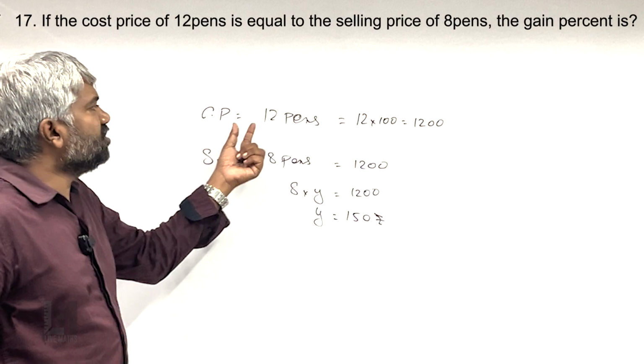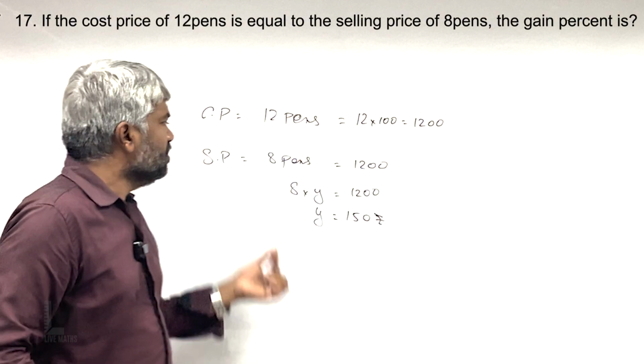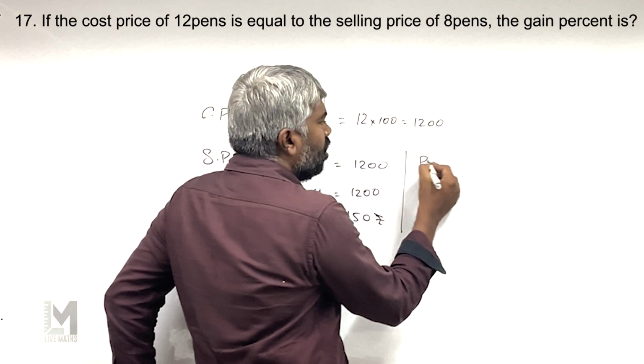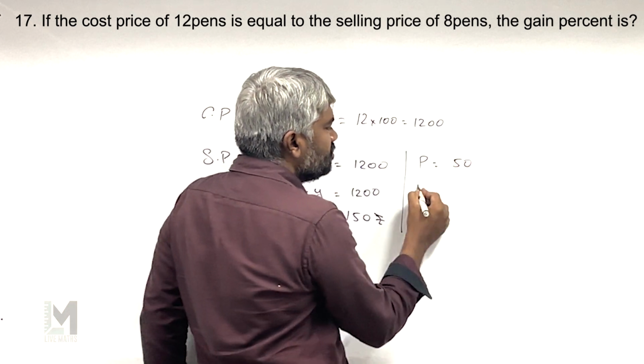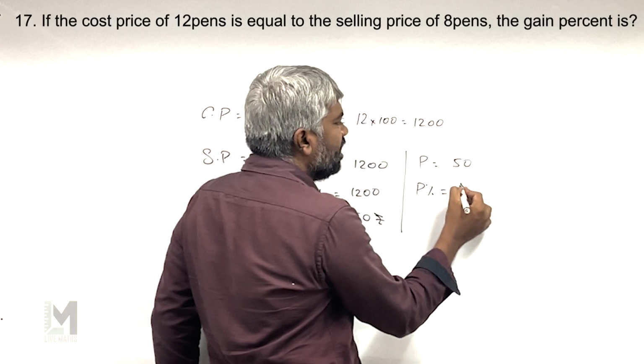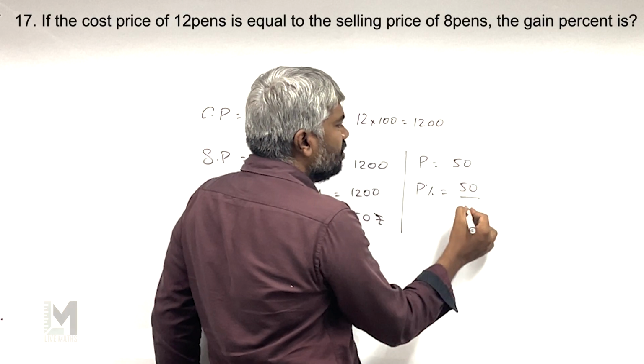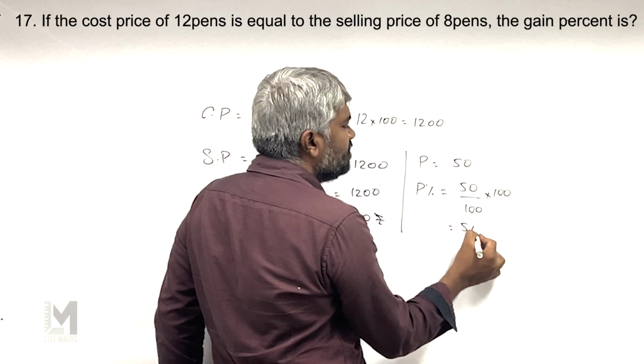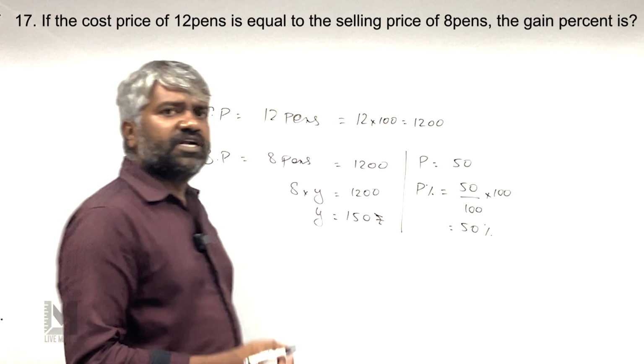Now the cost price of 1 pen is 100, the selling price of 1 pen is 150, right? What is the profit? 50 rupees. So we need to find the profit percentage. So profit by cost price × 100, which will give me 50%.